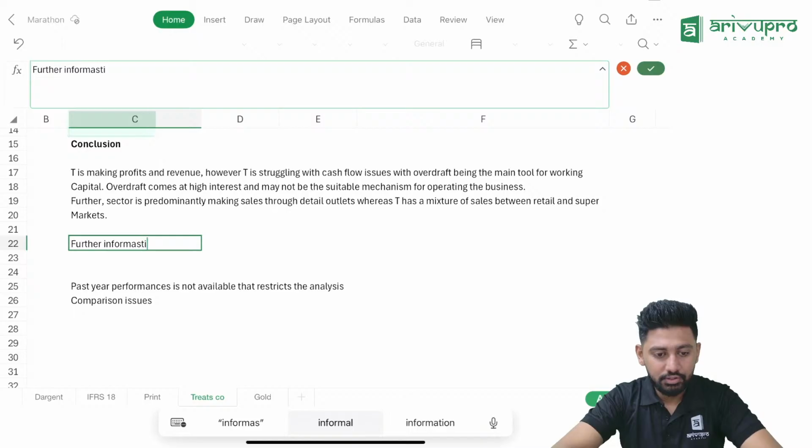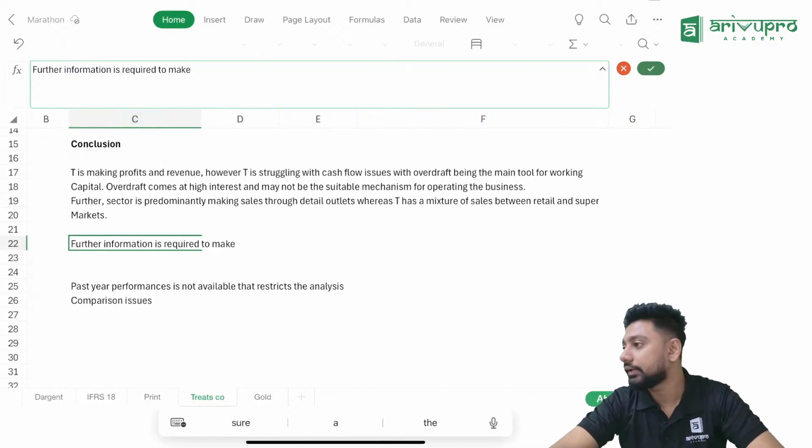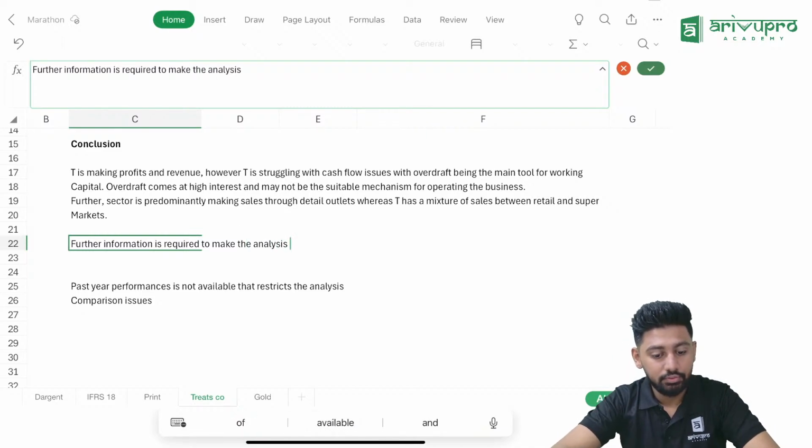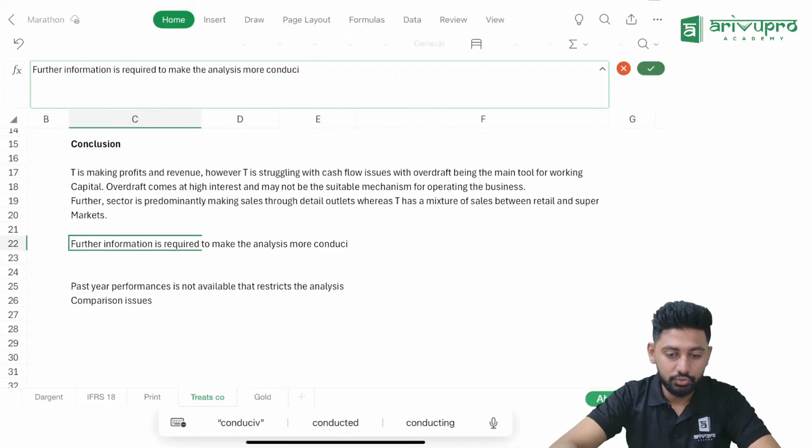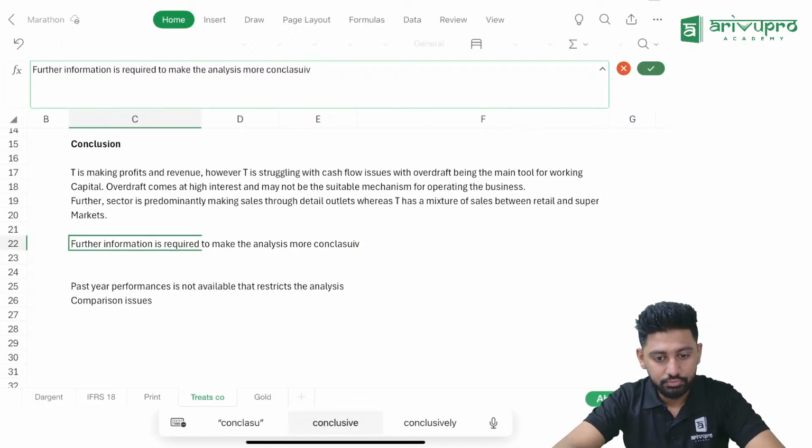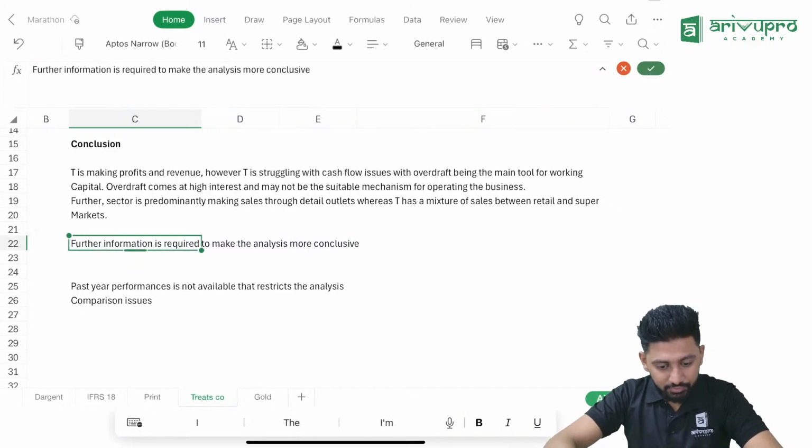Further information is required to make the analysis more conclusive. Okay, what information do I require?